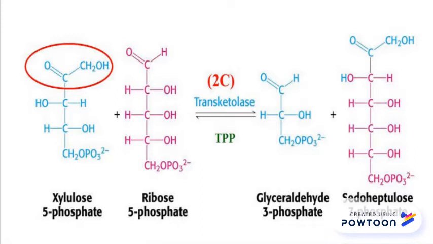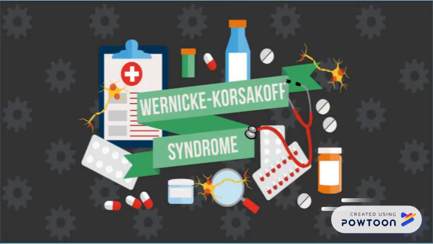A mutation in the enzyme transketolase, the first enzyme in the non-oxidative phase of the pentose phosphate pathway, leads to a lower affinity for TPP. This mutation lowers the affinity for TPP to 1/10 that of the normal enzyme and makes an individual more sensitive to a thiamine deficiency, which can potentially lead to Wernicke-Korsakoff syndrome.